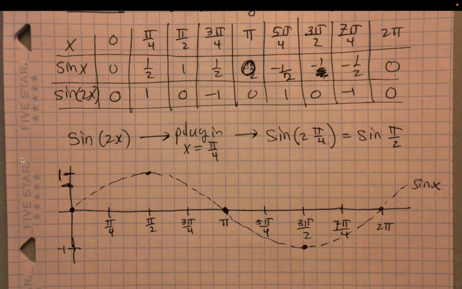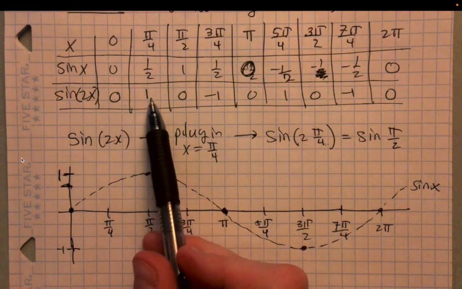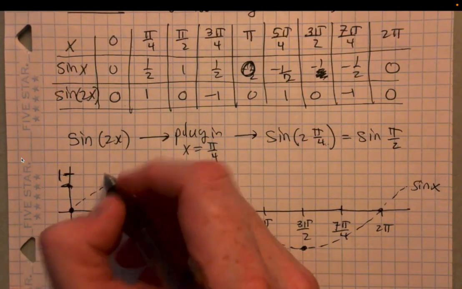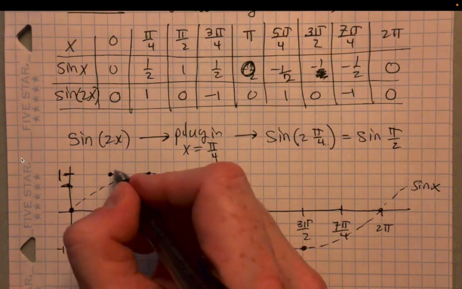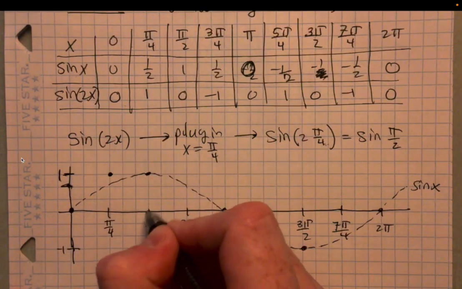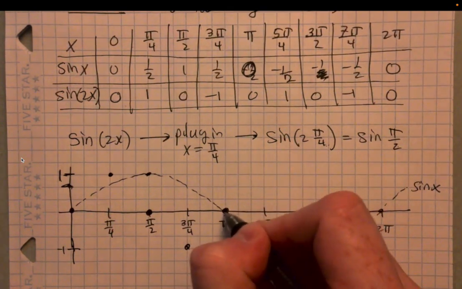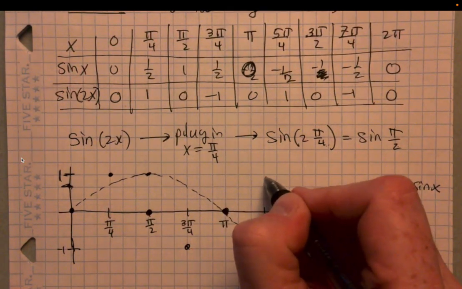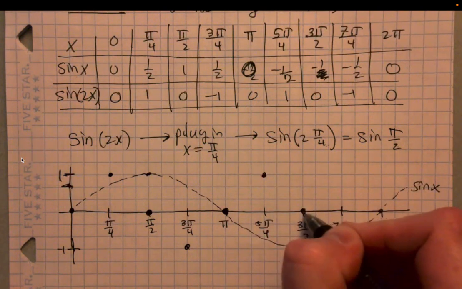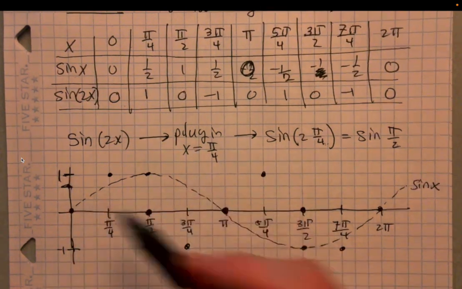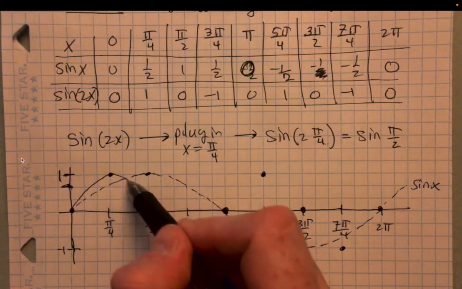Now what about sine of 2x? Well, sine of 2x hits 1 a little bit earlier. So it starts out low, and then it actually hits the value of 1 here. And then at pi over 2, it's equal to 0. And then it's equal to -1 here. And then it's equal to 0. And then it's equal to 1, 0, -1, and 0. So let's draw that in. It looks different. It goes like this.